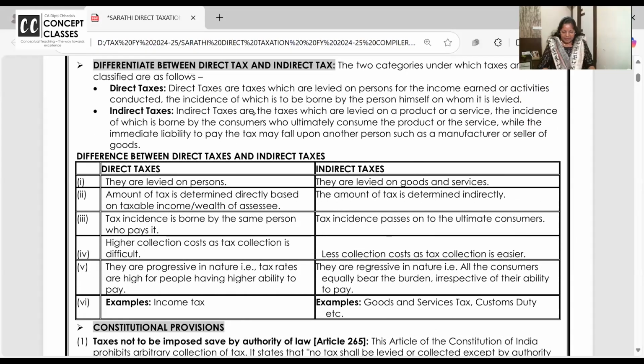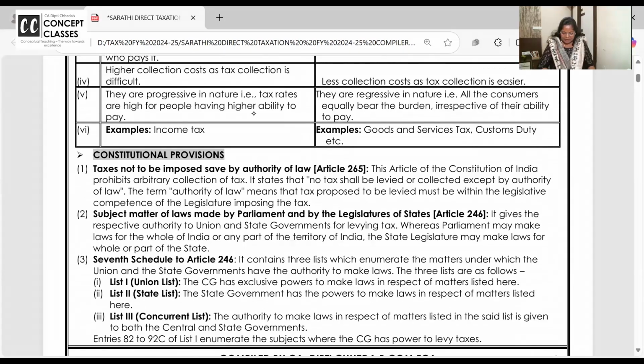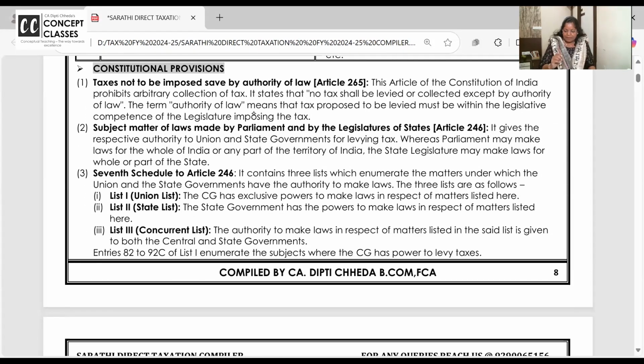I gave you a lot of examples. What's the difference between direct tax and indirect tax? We saw the definitions and all. Yeah, I want to talk about this. Whenever you charge any tax, under the Constitution of India, you should have the power.